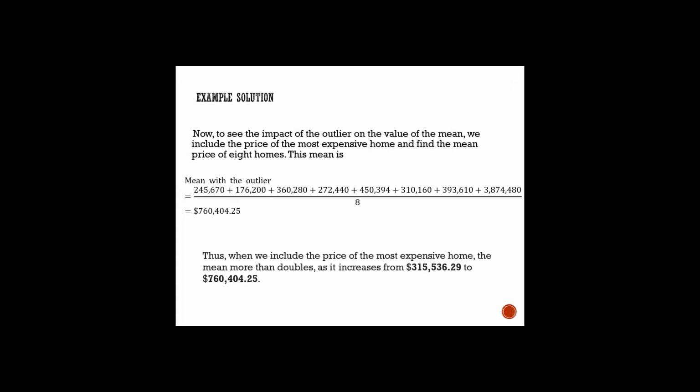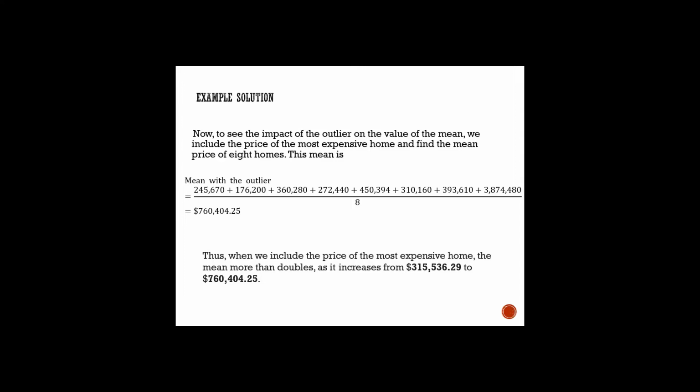But here's what happened when I included the outlier. The mean with the outlier, the average price of the house, went up considerably. It went from a little over $315,500 to $760,000. It more than doubled as the average price of the houses. Now, that means that the outlier has done something to the mean. It has skewed the mean. Make a note. The outliers will skew the mean in their direction. In other words, they will pull the mean toward them.